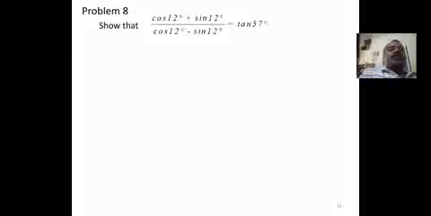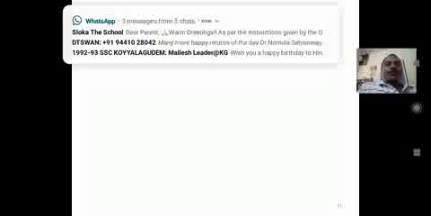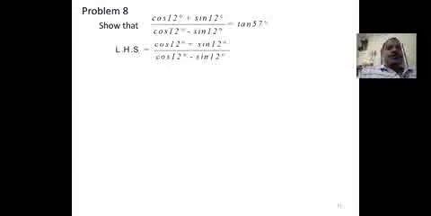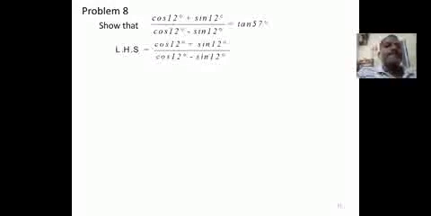Now the next one is a similar problem. (cos 12 degrees plus sin 12 degrees) by (cos 12 degrees minus sin 12 degrees) equal to tan 57. Take the left hand side part. That left hand side is (cos 12 degrees plus sin 12 degrees) by (cos 12 degrees minus sin 12 degrees).